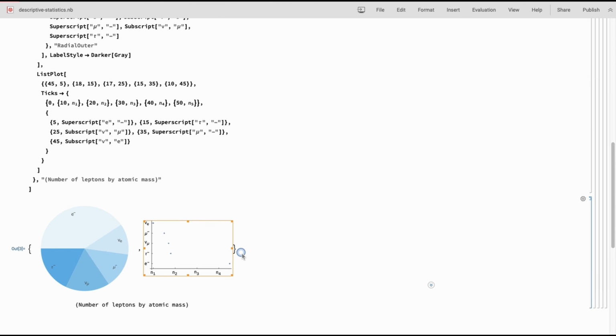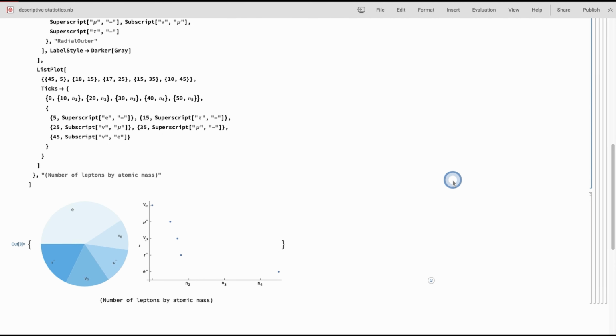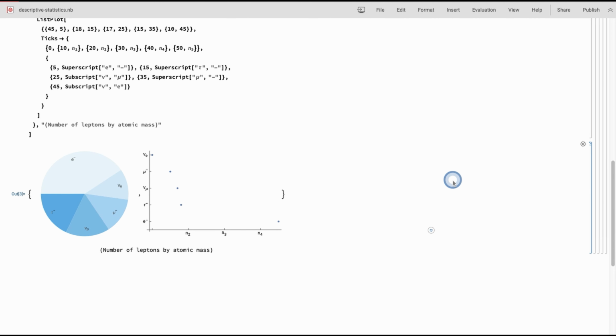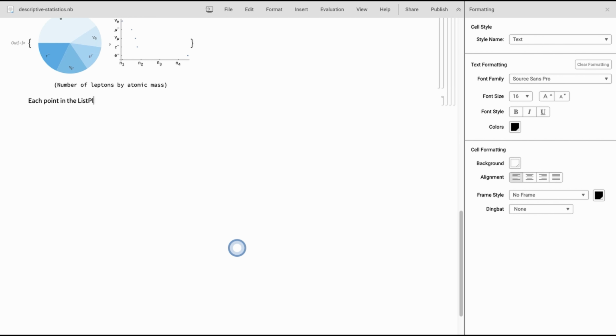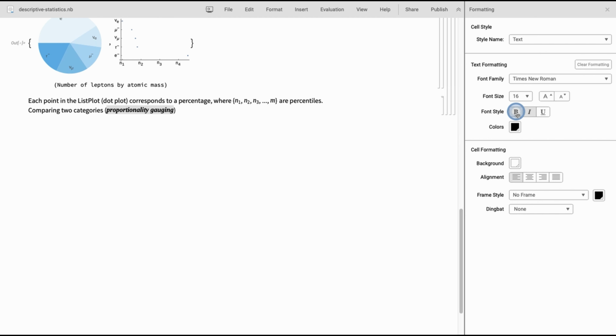Perfect. Each point in the list plot, or dot plot, corresponds to a percentage, where the intervals on the x-axis are percentiles. Comparing two categories, which we'll call proportionality gauging, is easier in a dot plot. This was mentioned in section 1 of Module 1.